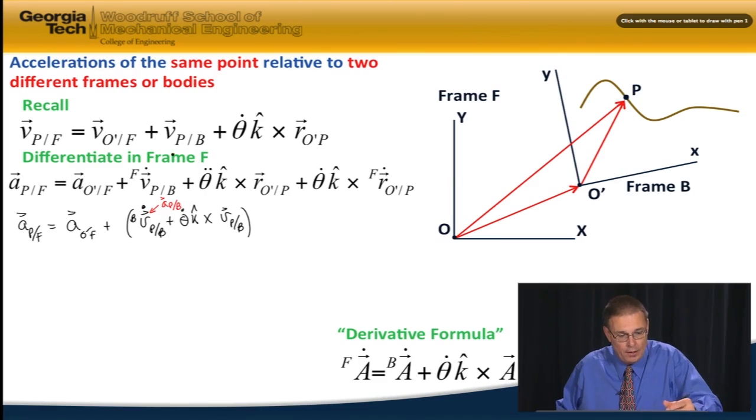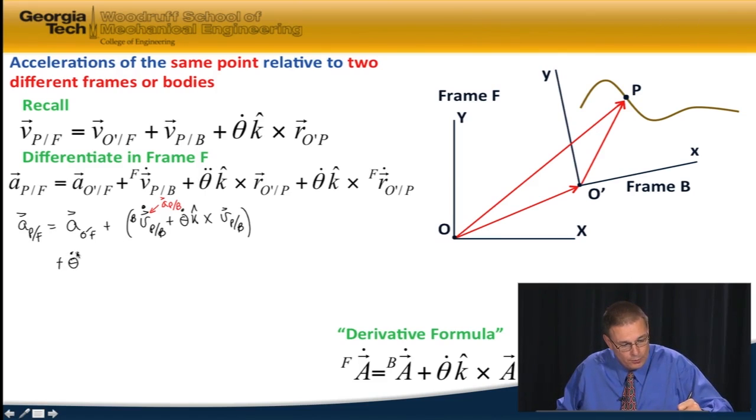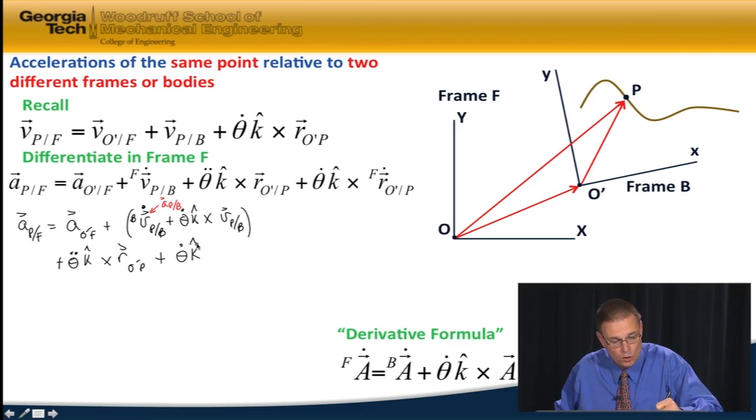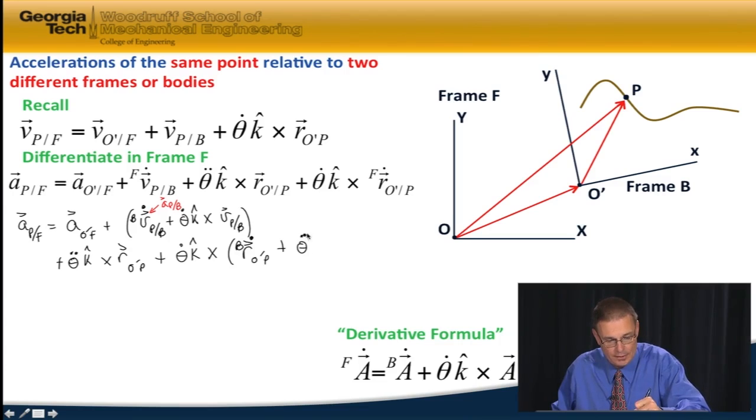Let's go with plus theta double dot K crossed with R O prime to P, and then plus theta dot K crossed with, okay, we've got to be careful here again. Now we've got a position vector expressed in the moving frame B, and we're taking the derivative in the fixed frame F. How do I take that derivative? The answer is, again, use the derivative formula. So we've got crossed with R O prime to P dot in the B frame, plus theta dot K crossed with the original vector itself, O prime to P.